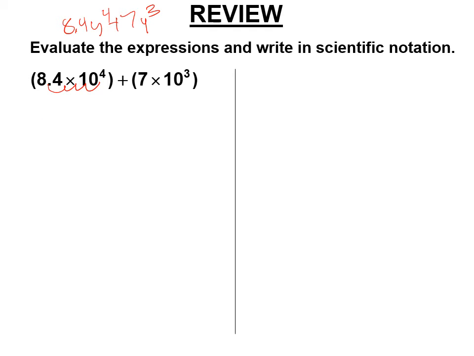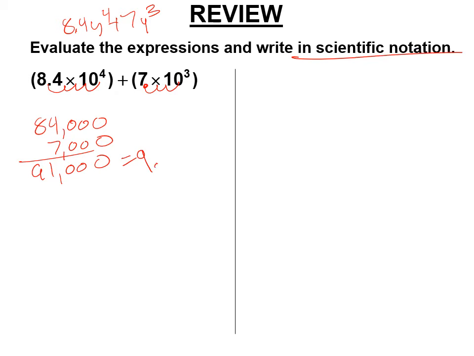1, 2, 3, 4. That means I have 3 zeros, which means I'm adding 84,000. 7 has its decimal point there. I move it 3 times. That's 7,000. And I add those together and I get 91,000, which, since it says you have to write the answer in scientific notation, is 9.1 times 10 to the fourth, right? 1, 2, 3, 4, right? And scientific notation always starts with 1 through 9, right? You can't start with 10. It can't start with 0.9, all right? It has to start with 1 through 9.